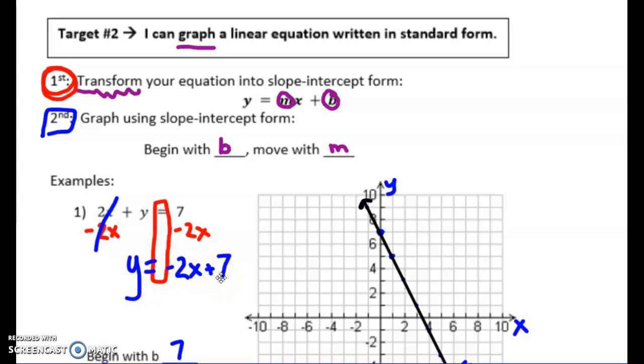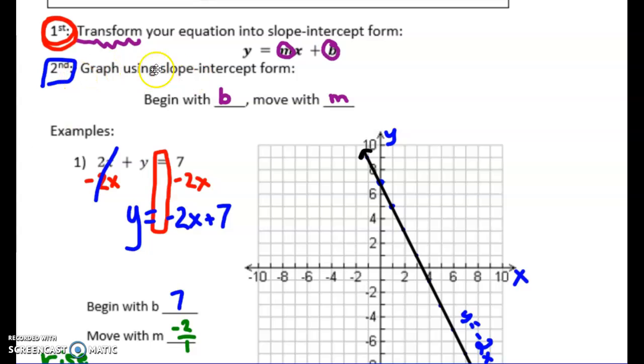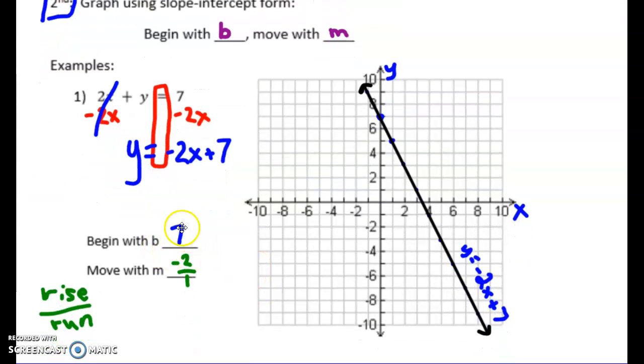It doesn't change anything. Now, this is where we need to review graphing. If it's been a while for you, remember that we like to begin with b, the y-intercept, plot that first, and then we move with our slope, our m. So down here, I just have this quick reminder, beginning with b. Yes, this is your b value down here at the end, y equals mx plus b. It's positive 7. So guys, make sure you're on the y-axis and make sure you plot your first point.